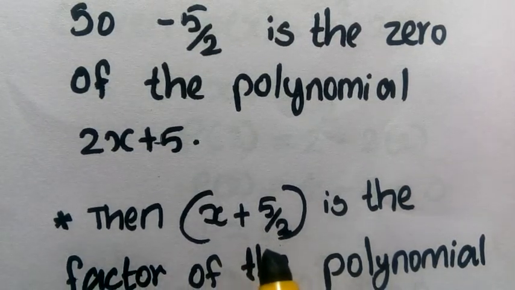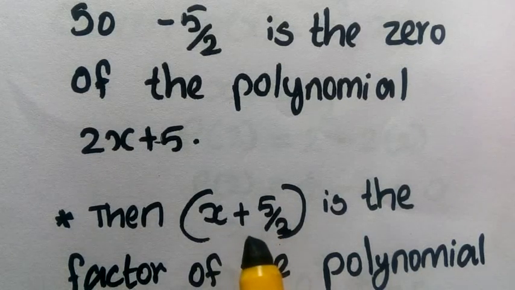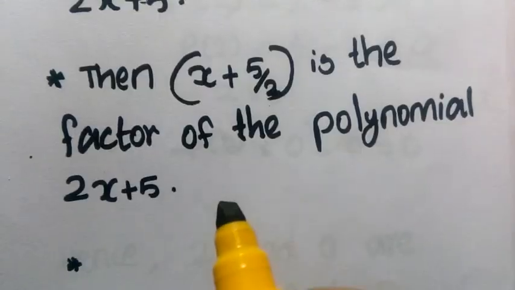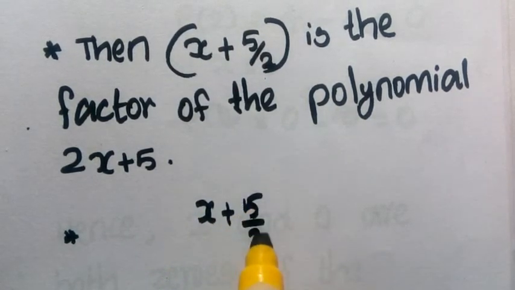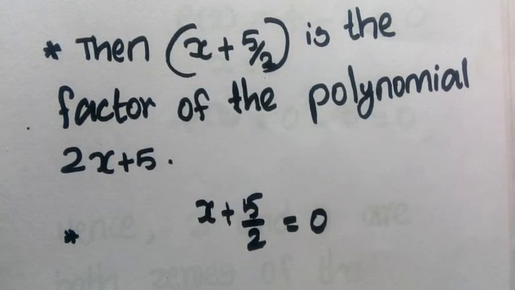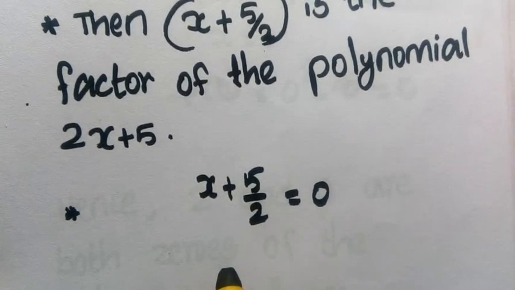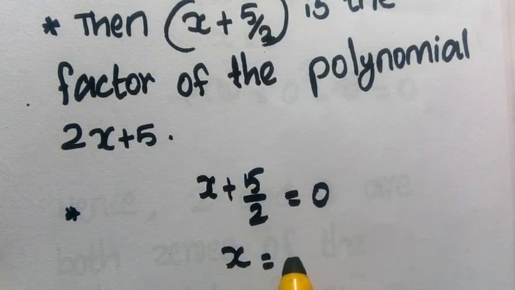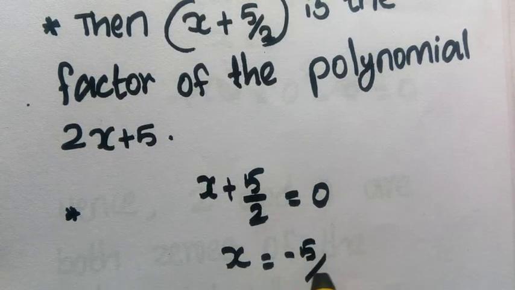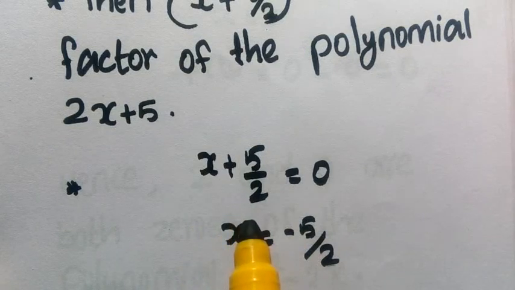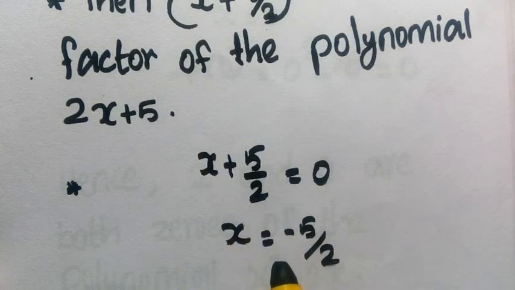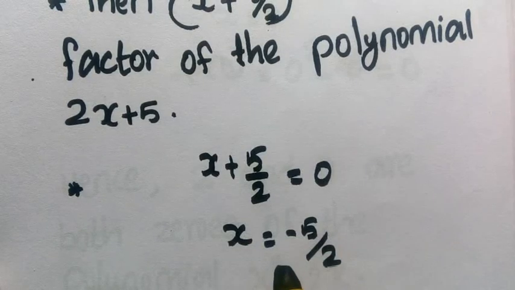Do you have the doubt again why we took x plus 5 by 2? Because if we equate the factor x plus 5 by 2 to 0, then we will get the value of the variable. That is, x is equal to, plus 5 by 2 will go to the opposite side of the equal to sign. Then it will become minus 5 by 2. If we take x plus 5 by 2 as a factor, then only we will get the value of the variable, that is the 0 of the polynomial, minus 5 by 2. Okay.